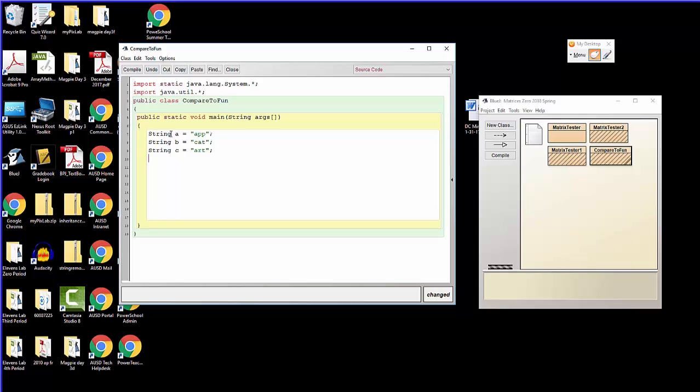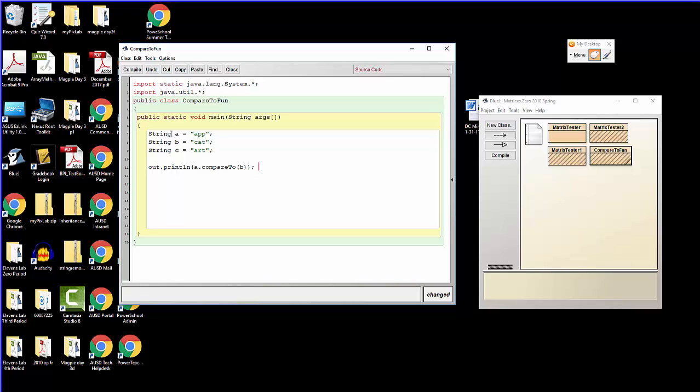Now, all compareTo does is tell you which word comes first in the dictionary. That's all it does. If I go a.compareTo(b), it'll be negative if app comes before cat in the dictionary. And it does, right? It does.